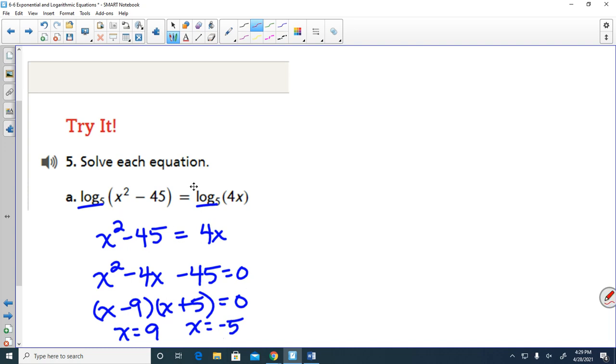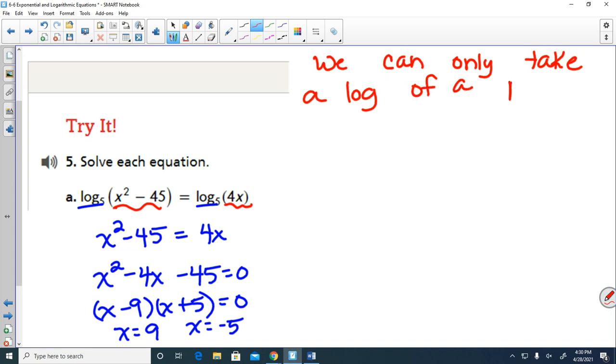However, remember that you can only take a log of a positive number. So I have to make sure that whatever I'm taking the log of is not 0 and not negative. So I'm going to substitute the 9 in right here. 9 squared minus 45 is positive, and then 9 times 4 is also positive. It's positive, so x equals 9 is a solution.